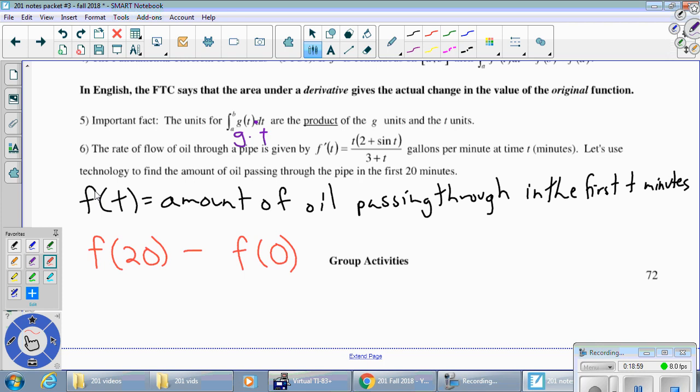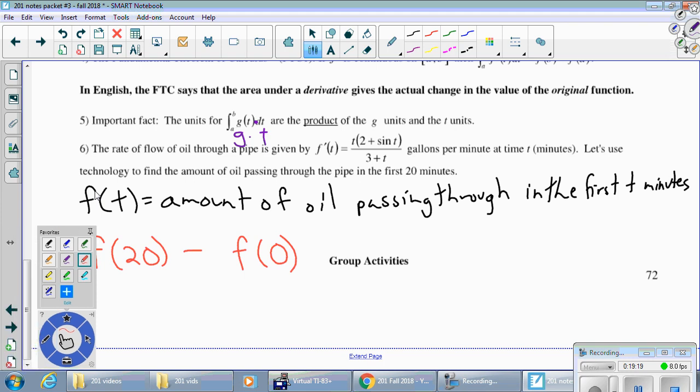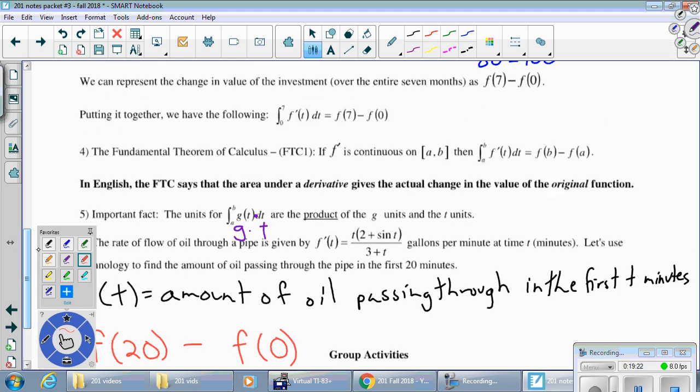But I'm hoping that you buy that F of 20 minus F of 0 is a good thing to write. That would tell us to take the amount of oil that's passed through in the first 20 minutes and then subtract off the amount that passed through in the first 0 minutes, which of course is nothing. But F of 20 minus F of 0 sure looks an awful lot like this. We are going to calculate that by calculating an area.